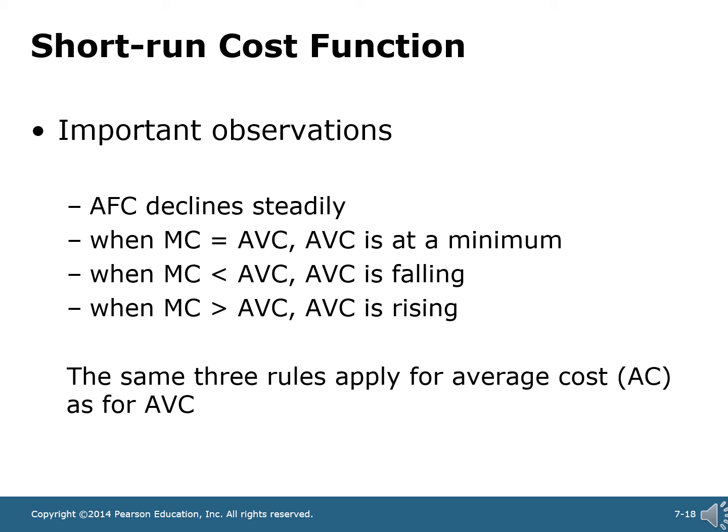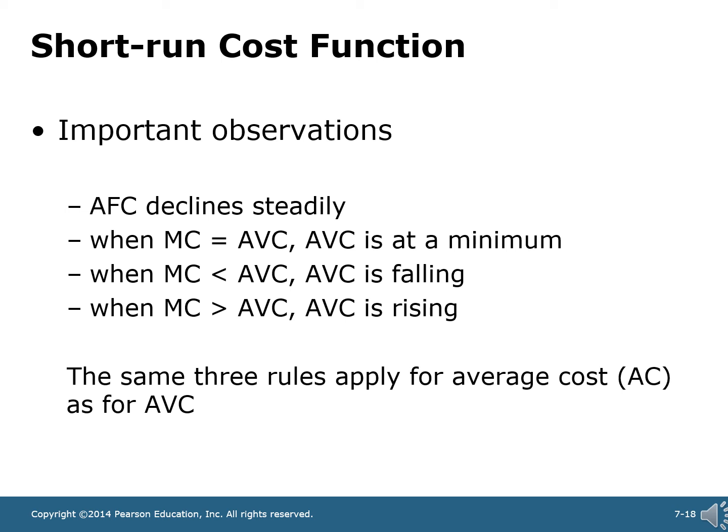When the marginal cost equals the average variable cost, the average variable cost is at its minimum point. When the marginal cost is less than the average variable cost, the average variable cost is falling. Remember, just like we had with the previous chapter, if you're adding an additional number to something and it's lower than the average, the average is going to go down. Conversely, when the marginal cost is above the average variable cost, the average variable cost is going to rise.